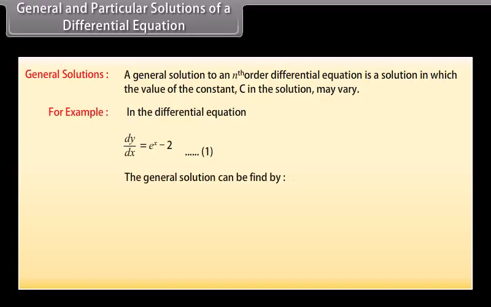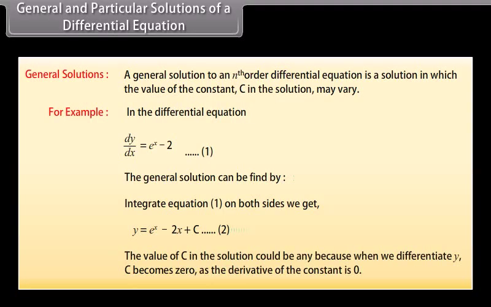The general solution can be found by integrate equation 1 on both sides. We get y equals e raised to the power x minus 2x plus c, name it as 2. The value of c in the solution could be any, because when we differentiate y, c becomes 0 as the derivative of the constant is 0.